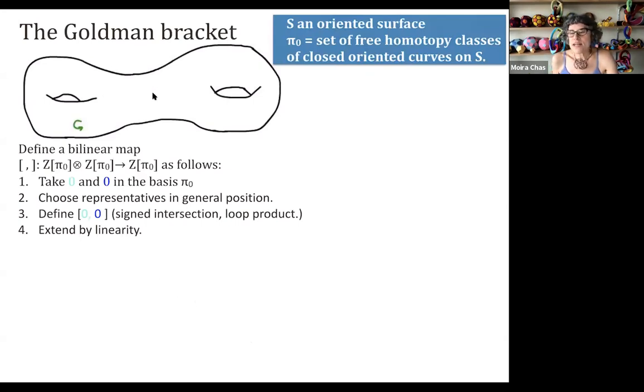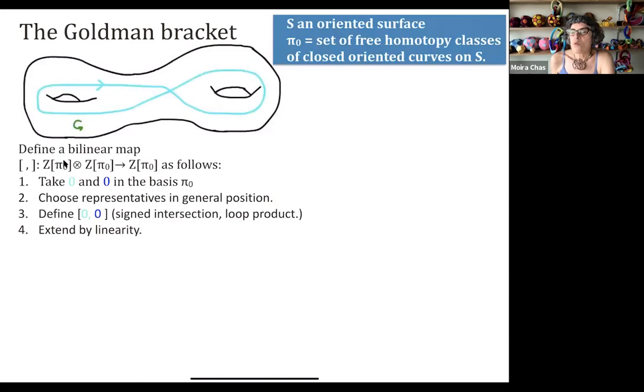So I want to define a linear algebra here in this model, a vector space if I use R instead of Z. I have a natural basis of free homotopy classes of curves. So if you give me two free homotopy classes of curves, I want to give you the bracket of these two curves. If I define it on the basis, I can extend it by linearity and I'm done. So let's define it on two elements of the basis.